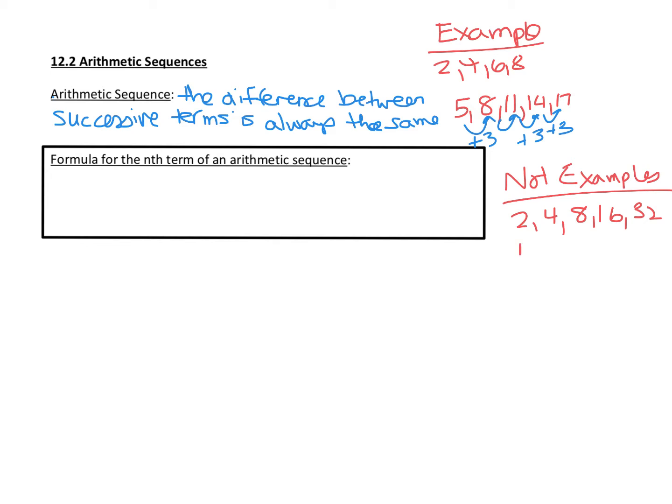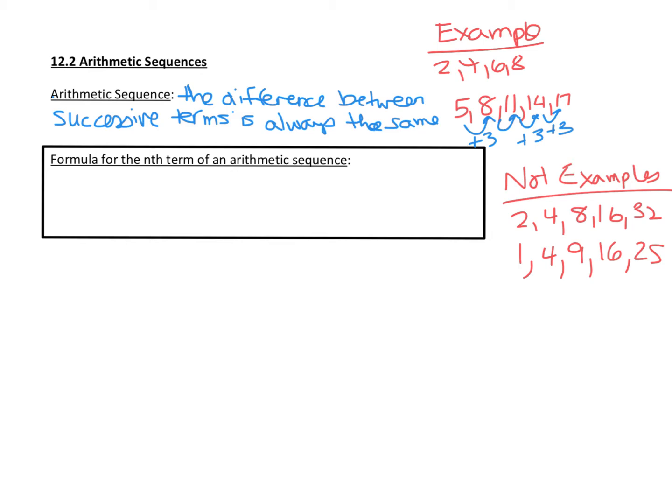Another example is 1, 4, 9, 16, 25. These are all the perfect squares. That's a great sequence. However, it's not arithmetic, because you add something different each time to get to the next number. For any real world examples, you're usually going to need a formula to actually do the example.